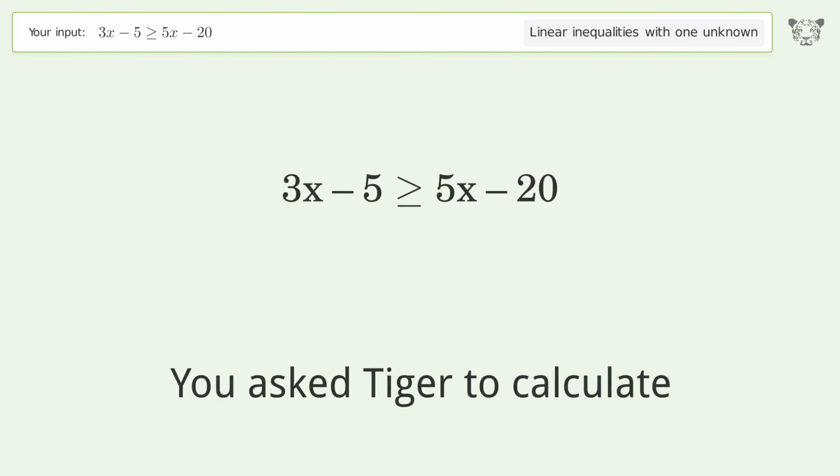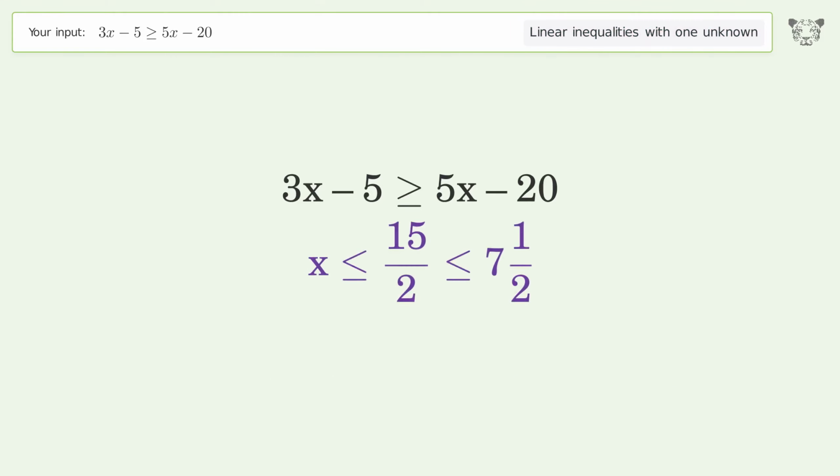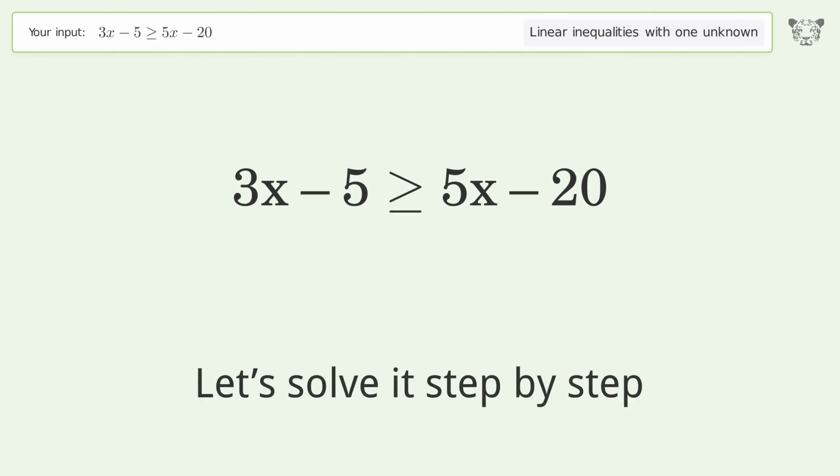You ask Tiger to calculate. This deals with linear inequalities with one unknown. The final result is x ≤ 15/2 ≤ 71/2. Let's solve it step by step.